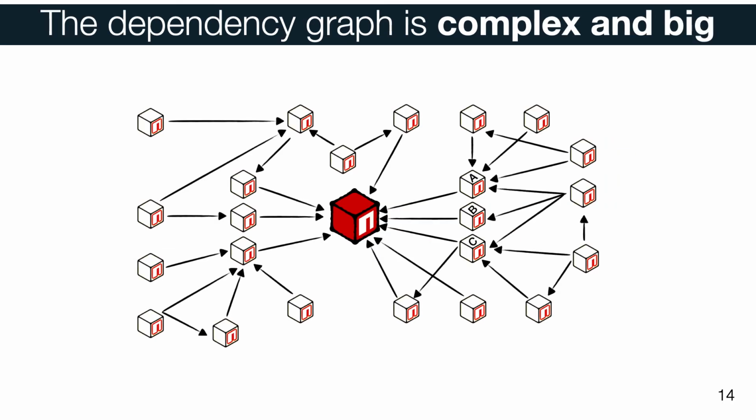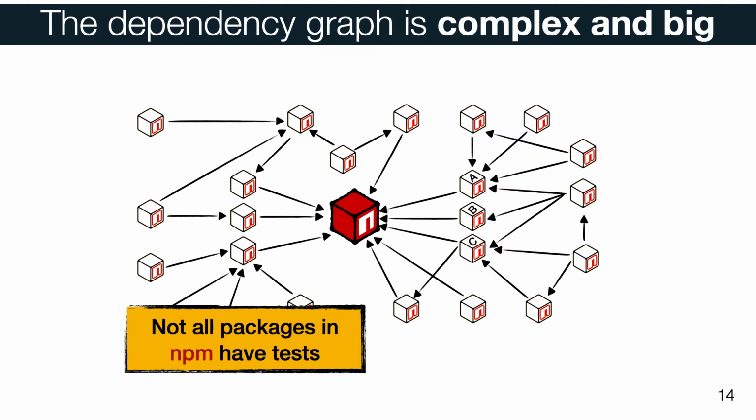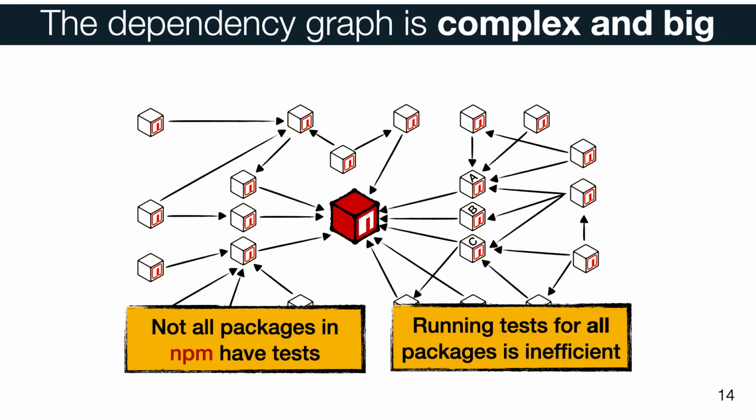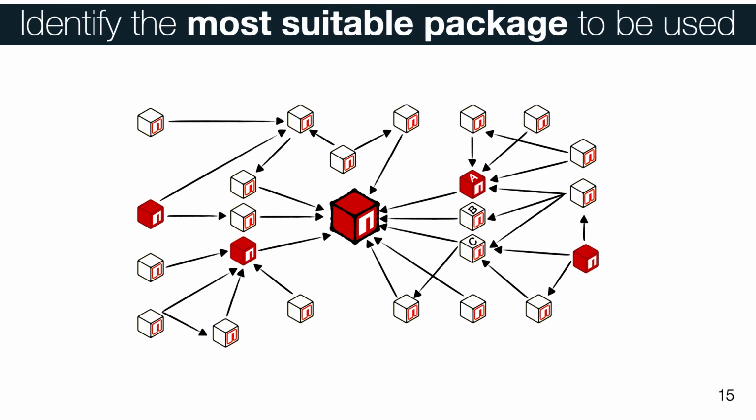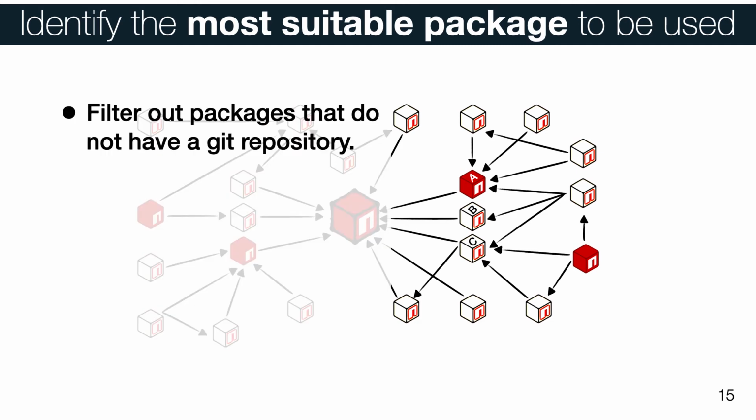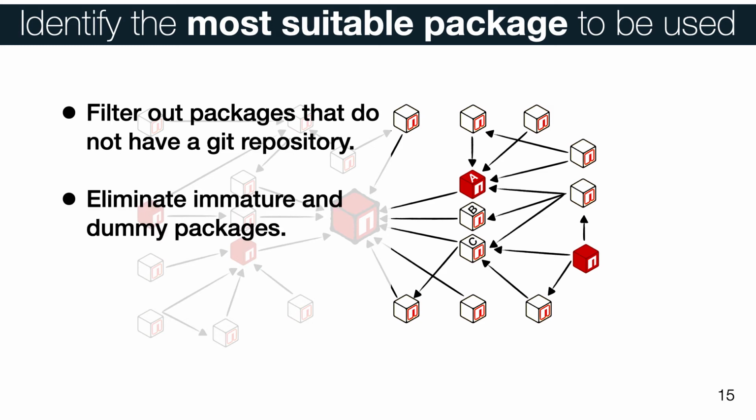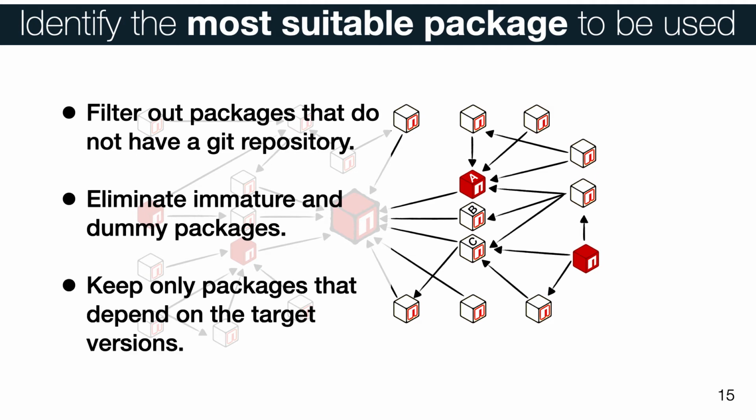Since the dependency graph is complex and big, and not all packages in NPM have tests, and running the tests for all packages is inefficient, we start by identifying the most suitable packages to be used. Since packages on NPM are shipped without the tests, we need to retrieve these tests from their Git repository. So we filter out packages that do not have a valid Git repository. Also, we eliminate immature and dummy packages, and we keep only packages that depend on the target versions.